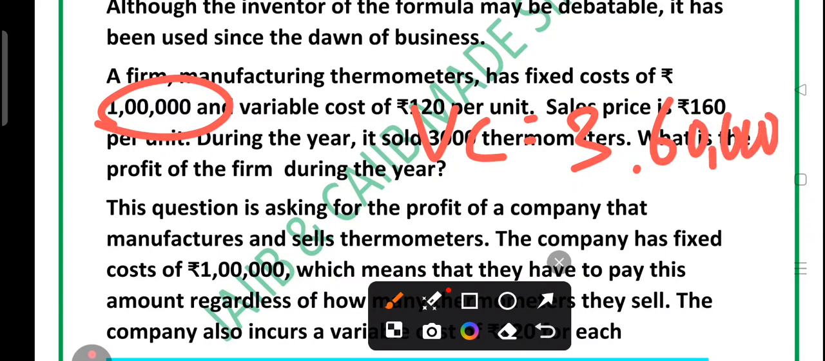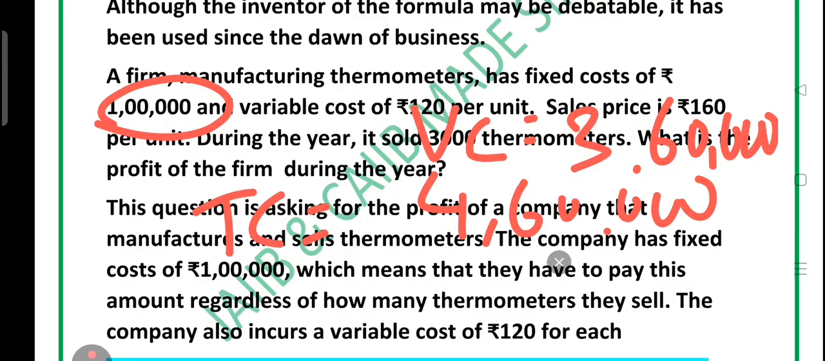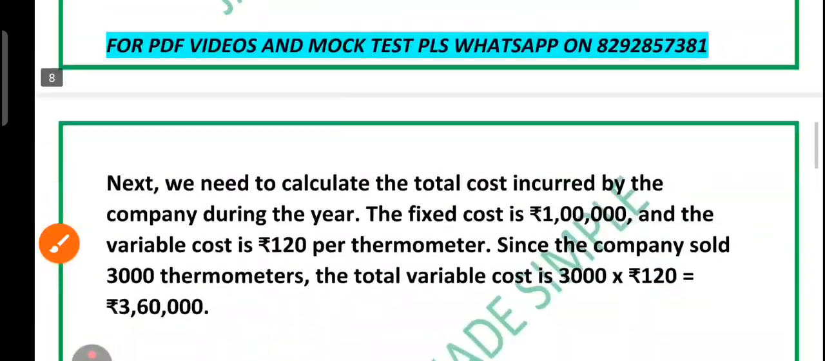Now can you tell me what will be the total cost? Total cost will be 1 lakh plus 3,60,000. That would be 4,60,000, isn't it? Now total cost is 4,60,000 and total sales is how much? 4,80,000. So the profit is 20,000 for that particular year. That is what has been explained here.